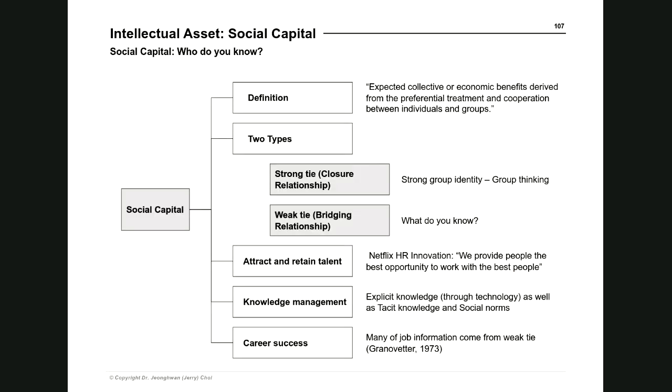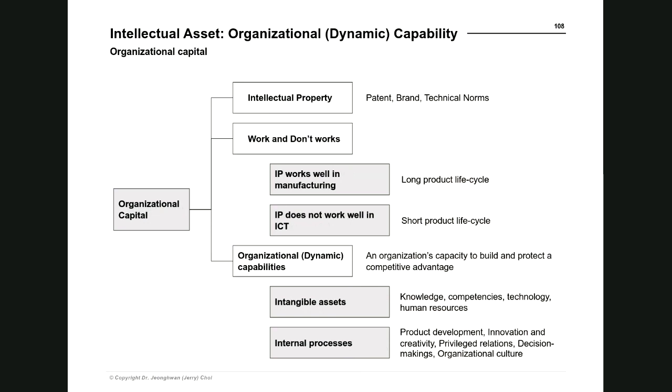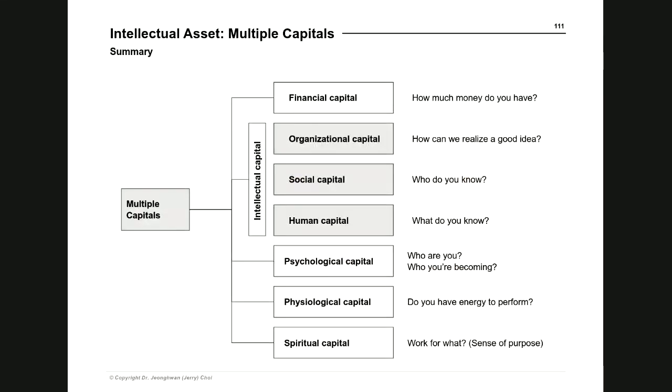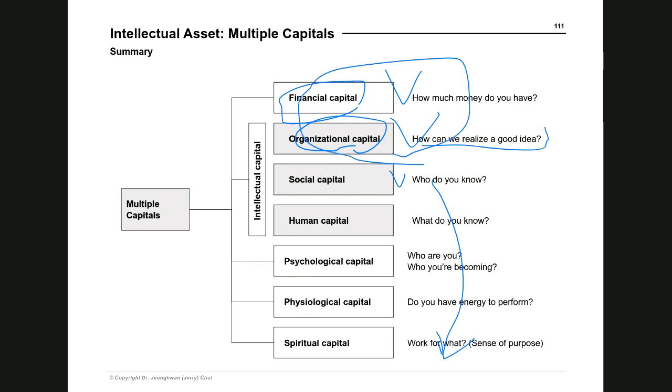Out of many capitals, can you see the social capital? Financial capital, you know, that's money. Organizational capital: maybe you know that Apple is better at making money than Google or Huawei. Why? Because they can realize a good idea better. That's organizational capital. And we keep talking about social capital, human capital, psychological capital, physiological capital, and spiritual capital, which get more individual. These two are more organizational.